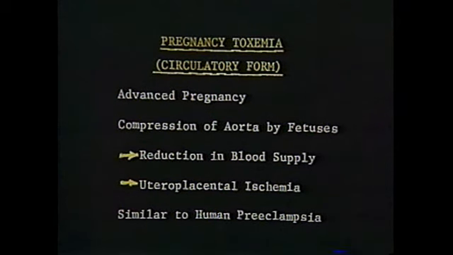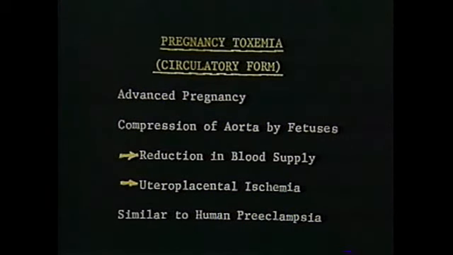And the other form of pregnancy toxemia is the so-called circulatory form. Again, sows in advanced pregnancy, and results in compression of the aorta by the fetuses that actually mechanically exert pressure on the vessels, which results in reduction of blood supply, and will eventually result in uteroplacental ischemia. And it's been recognized to be a possible animal model for human preeclampsia, since the same mechanism is involved in those cases in pregnant humans.